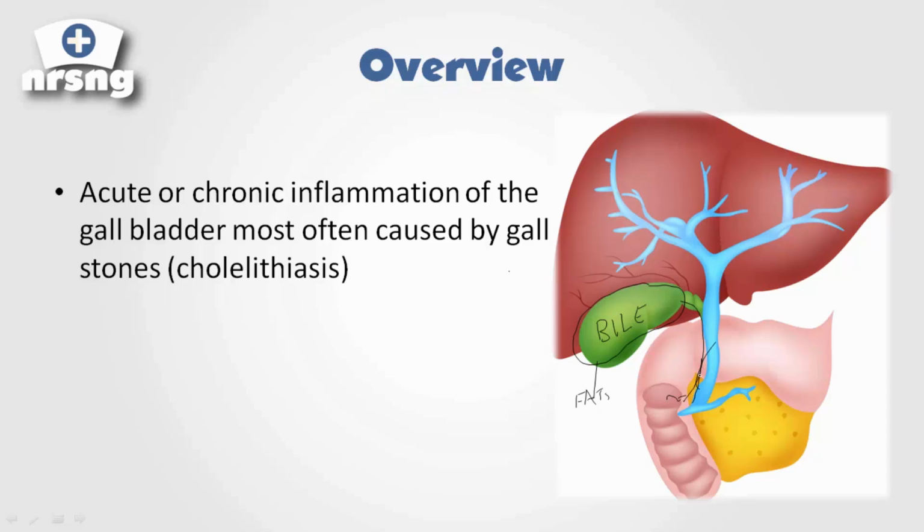Now cholecystitis, again, is this acute or chronic inflammation of the gallbladder. That is most often caused by cholelithiasis, or gallstones. Gallstones can form as that bile sits in there. It can crystallize and form what are called gallstones. So as those gallstones form, they block off this little drain here, and the gallbladder starts to inflame.